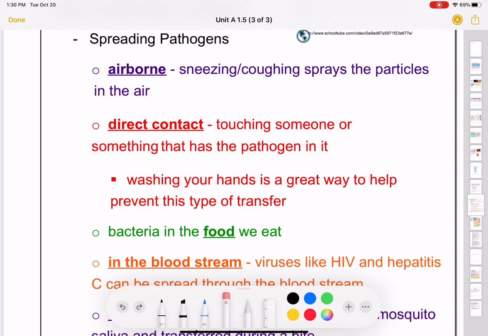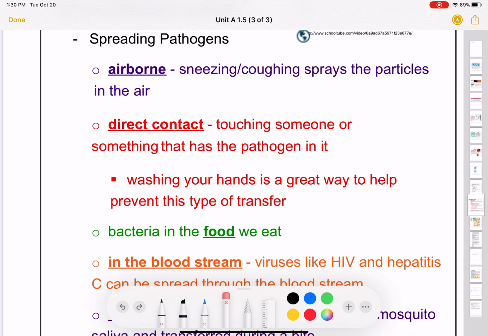Bacteria in the food we eat is another way we can get pathogens into our body, and a lot of the time that's how some of us will get sick, more so in developing countries than ours, because we have standards of cooking, unless you're cooking yourself and you make yourself sick. But yes, the bacteria in the food we eat can definitely make us sick.